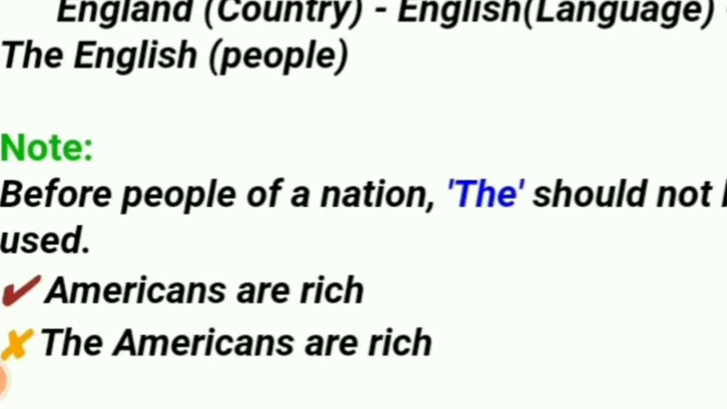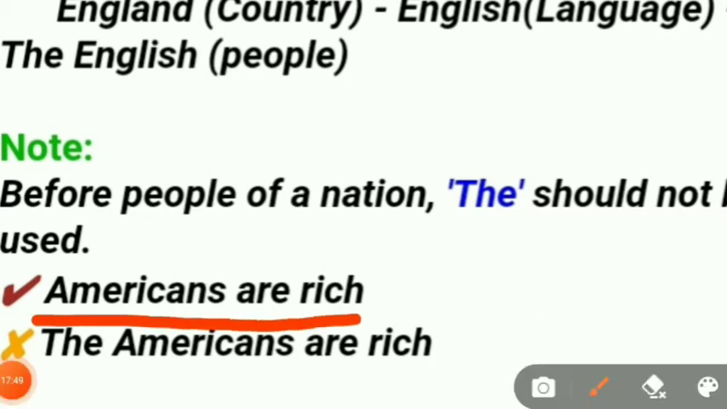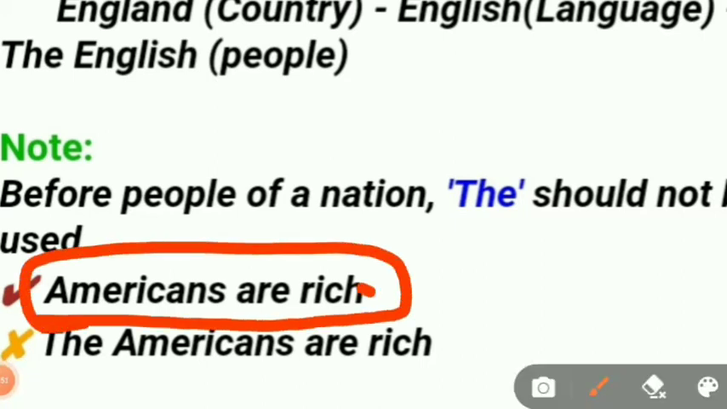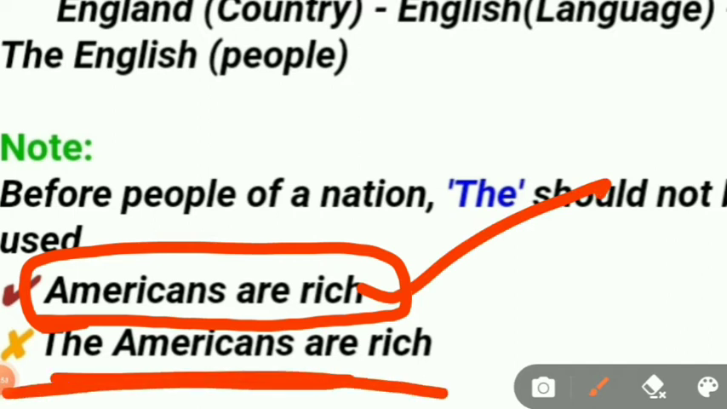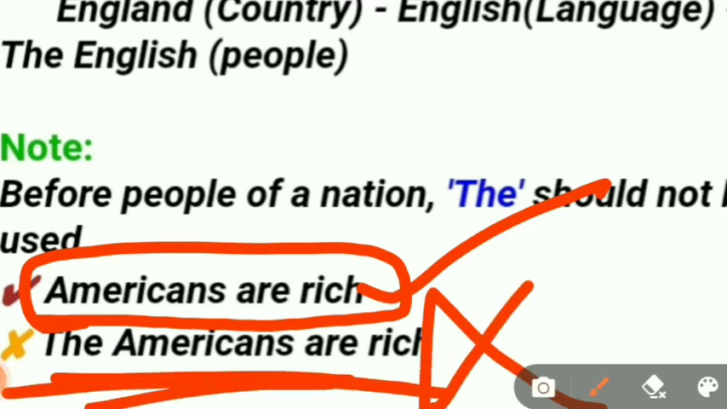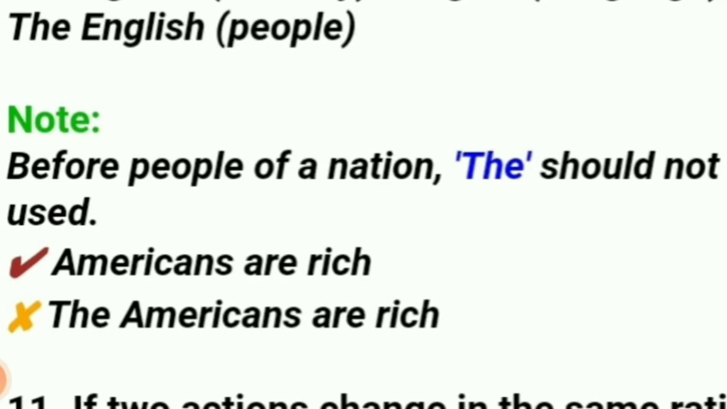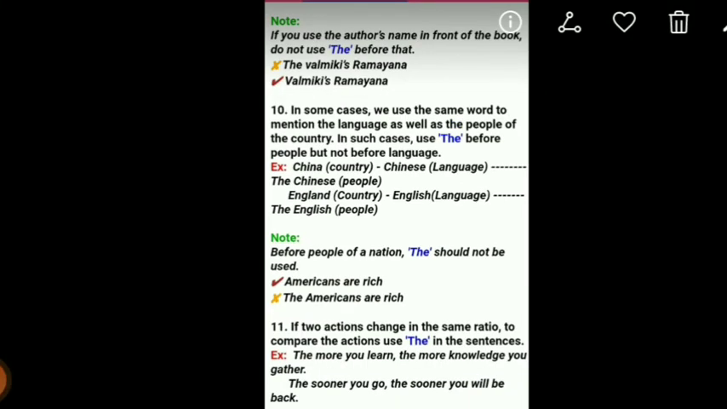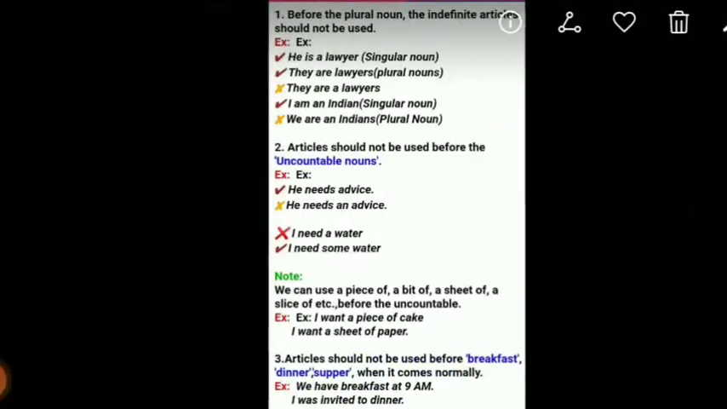Next, before the people of a nation, the should not be used. For example, Americans are rich. Here the whole nation is represented. Remember it: Indians are rich. Don't say the Indians like that.